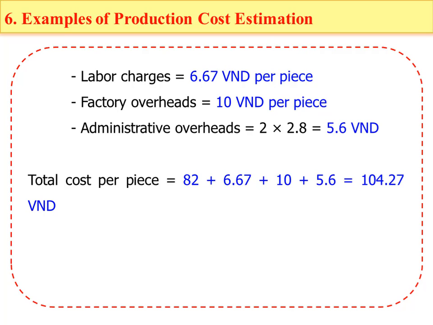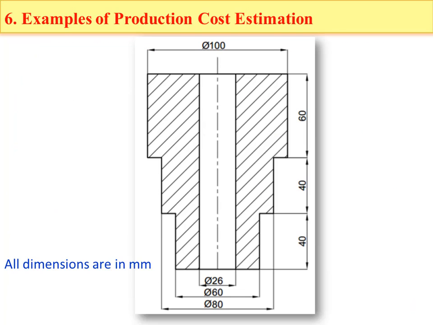And finally, we have the total cost per piece, calculated by the cost of net material per piece plus the labor charge plus the factory overhead and the administrative overhead. So done. Now we go on to the next example.